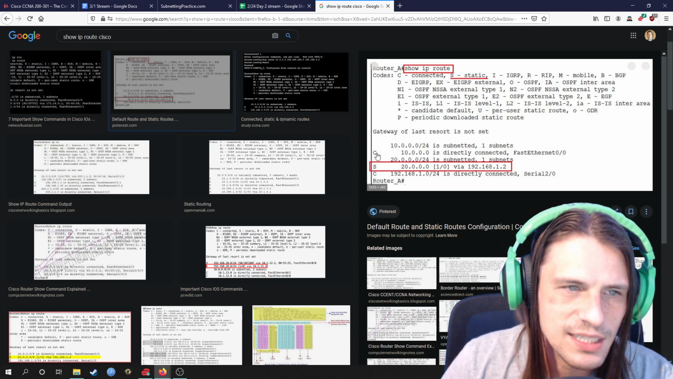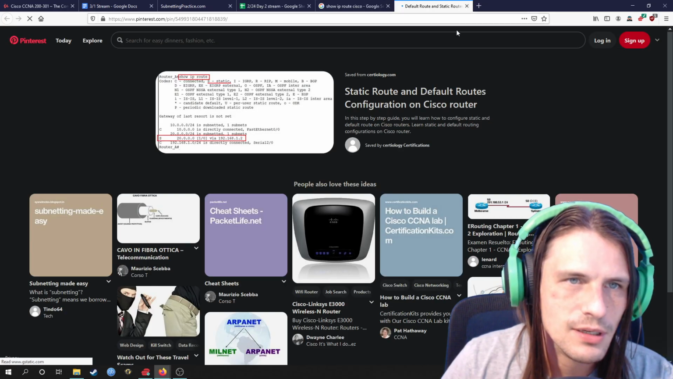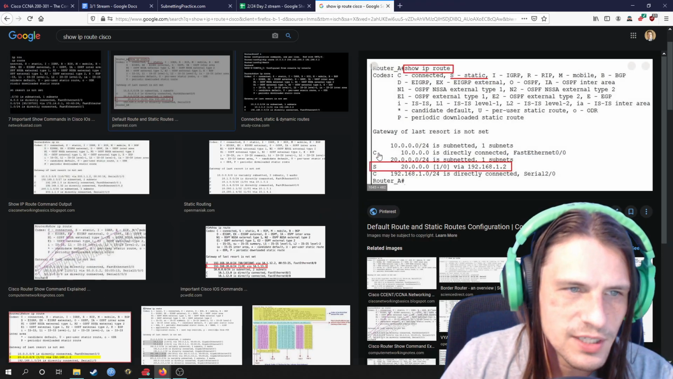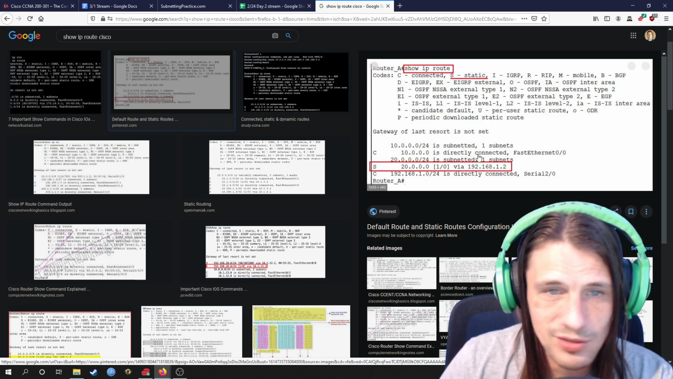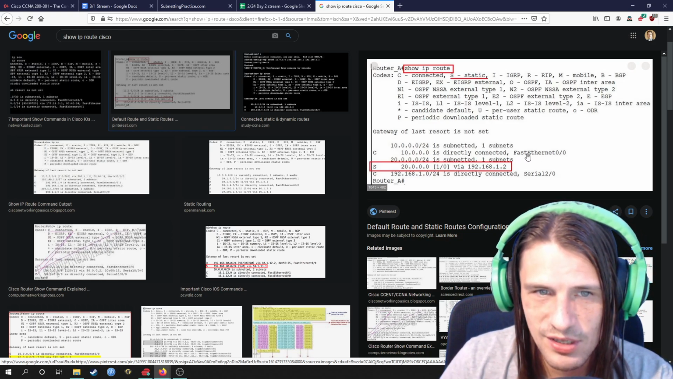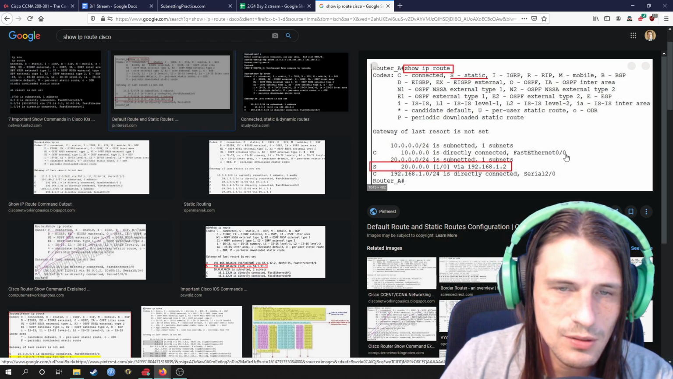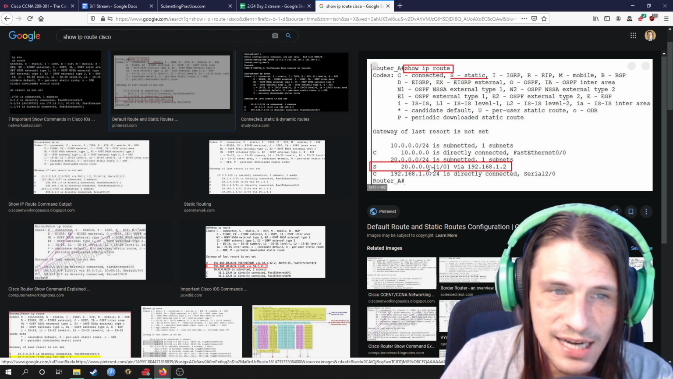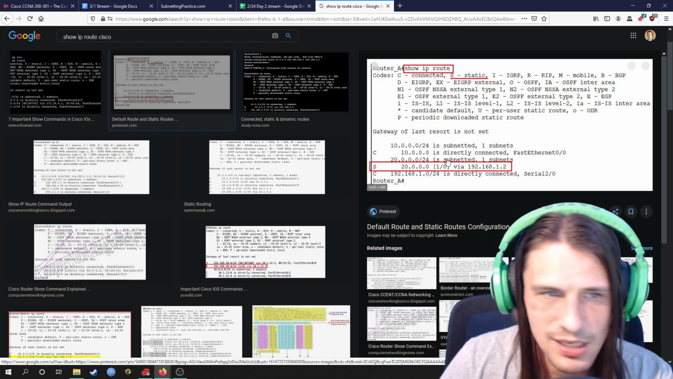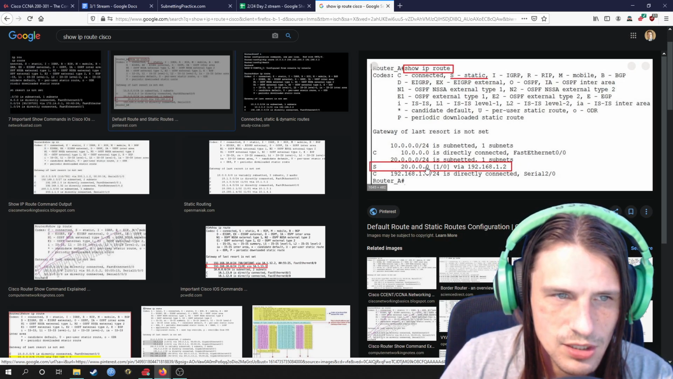But then we could see within this, so we know this router is directly connected to 10.0.0.0. It even says directly connected, and it even says which port it's on. It's on the FastEthernet 0/0, sorry. And then it says we have a static. So someone set up a static route right here. And here's the network they're trying to reach.